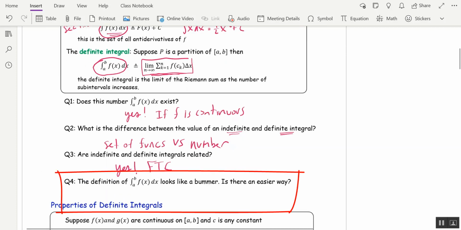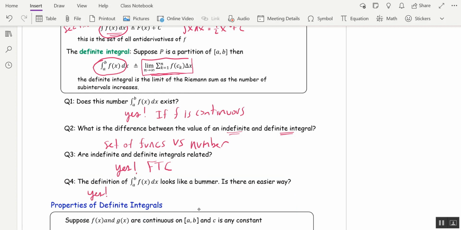The definition, taking the limit of a Riemann sum, looks like a bummer. Is there an easier way? Yes, there's two easier ways. One, areas. And that's what we're going to talk about today. And two, the fundamental theorem of calculus.